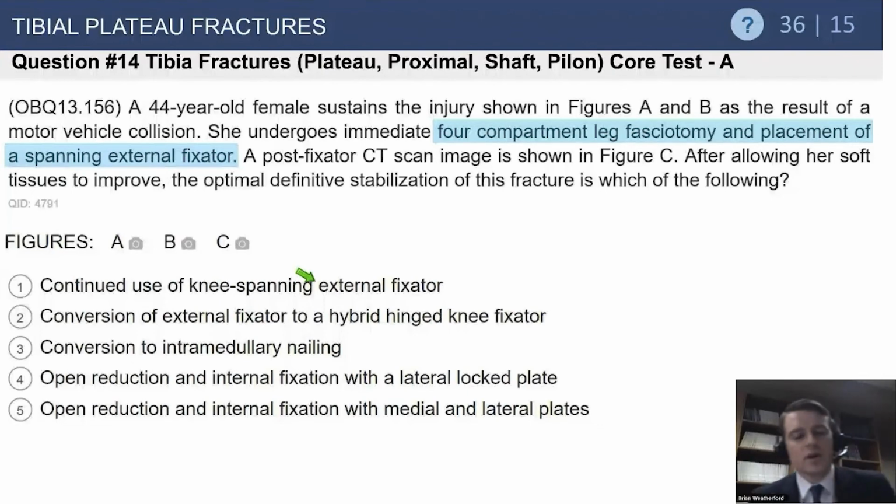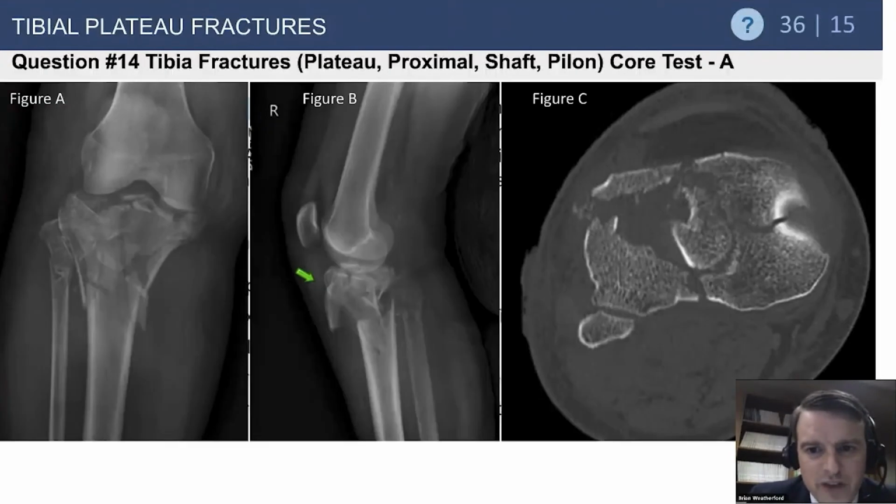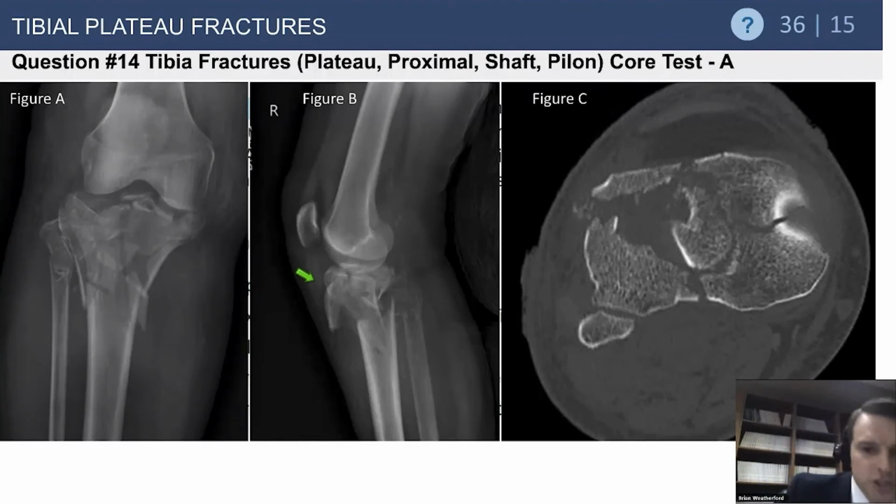Okay, so we have a 44-year-old female. She has the injury shown in figures A and B as a result of a motor vehicle collision. She's had a 4-compartment fasciotomy and placement of an external fixator. Post-fixation CT is shown in figure C. Optimal definitive treatment is which of the following?